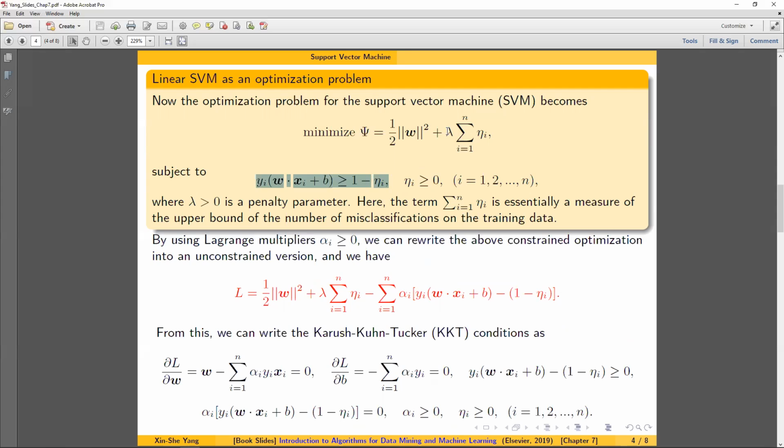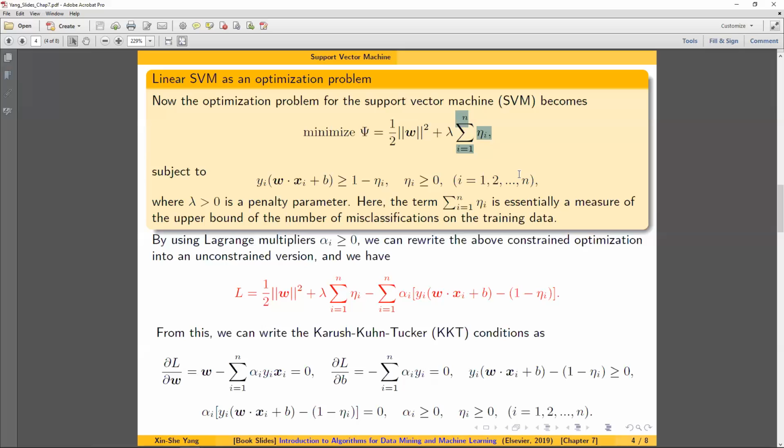Now you see that we introduce this lambda as well. Lambda is some penalty parameter with the hope that it can drive all of this eta close to 0, if not. This sum of eta is essentially a measure of the upper bound of the number of misclassifications on the training data. So we allow some misclassification just because we're not able to find a 100% separable hyperplane. We allow for that, but we want to penalize it. That's why we have a lambda in the objective function, and lambda itself is larger than 0, so that we can drive this summation to be as minimal as possible.